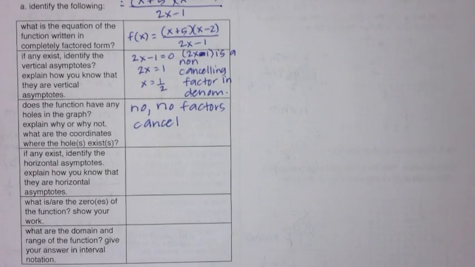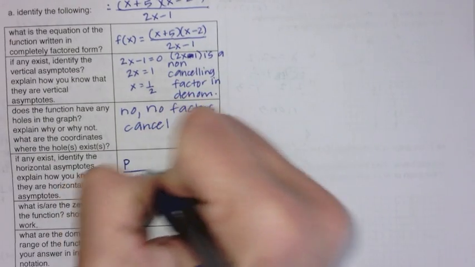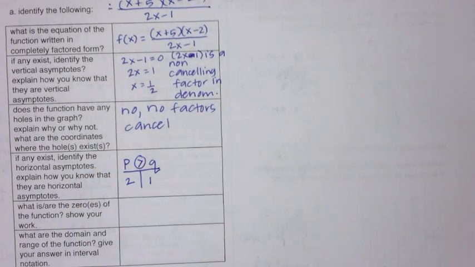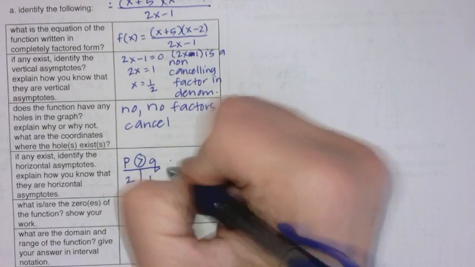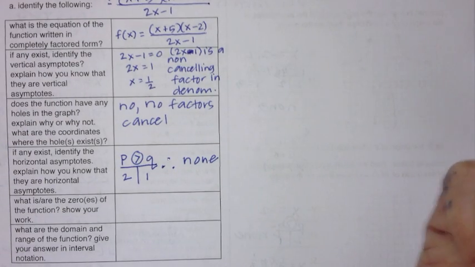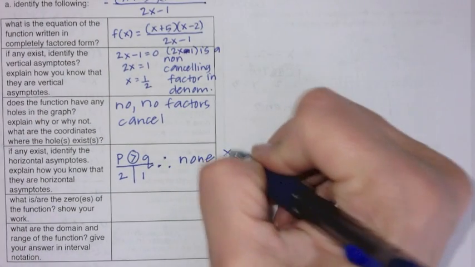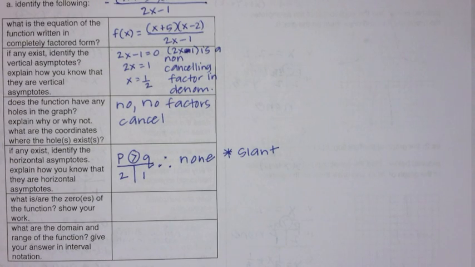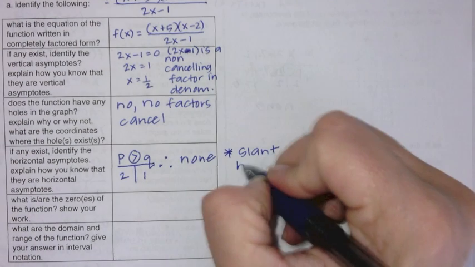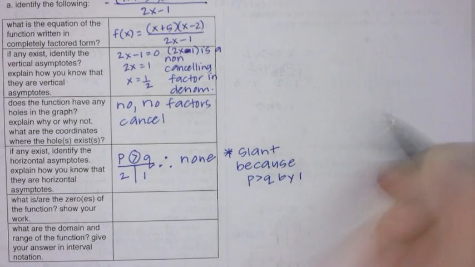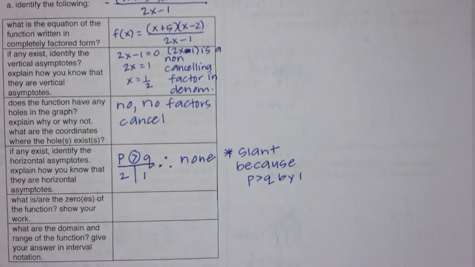If any exist, identify the horizontal asymptotes. Okay, P, Q, P is 2, Q is 1, P is greater than Q, therefore none. Degree of the numerator is greater than the degree of the denominator. And then we could just put a little note here, just because it's on our radar, that it will have a slant, but that is not a horizontal asymptote. So why will it have a slant? Because P is greater than Q by 1. So I'm going to write that. That would be your rationale. It's not just that because P is greater than Q, it's that P is greater than Q by 1.